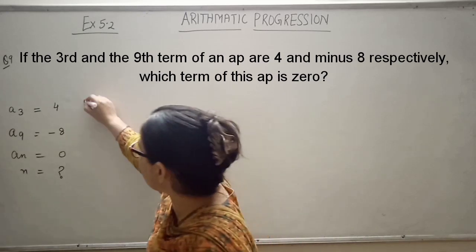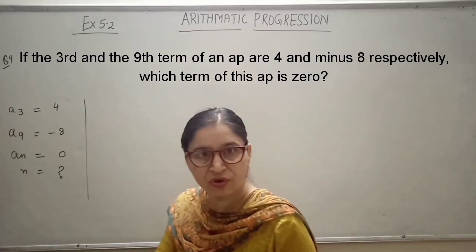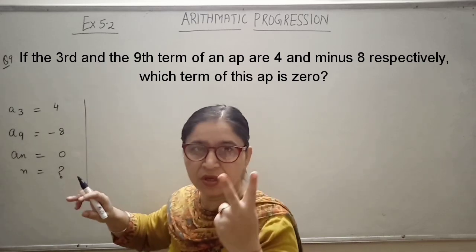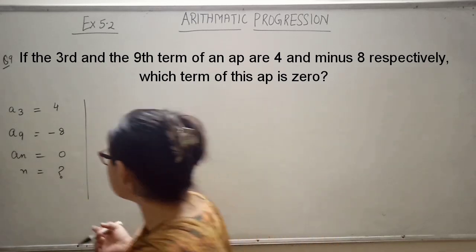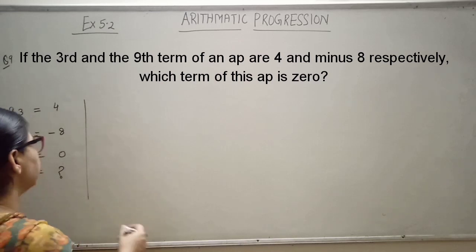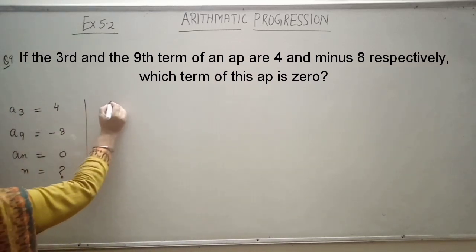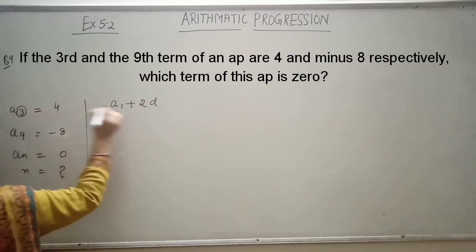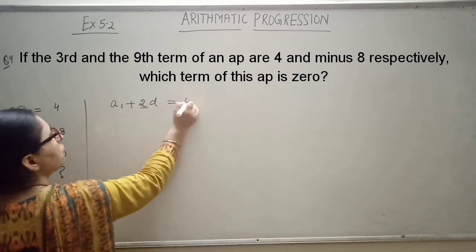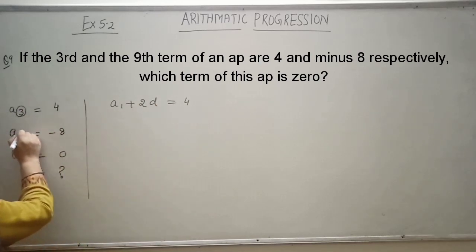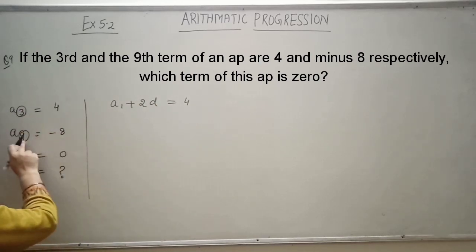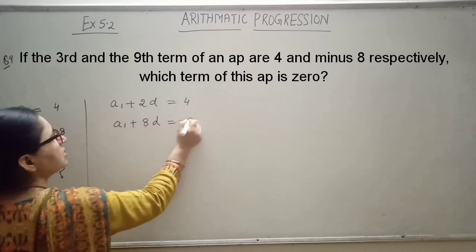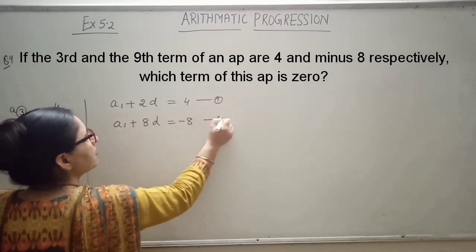Okay, so as I told you in the last question also, whenever you have been given values of two terms, we will expand these by using the formula and we will subtract these. So A3 is 4, A3 is equal to 4 means A1 plus 2D, because here it is 3, so it will be 2D, is equal to 4. Now it is 9. 9th term is minus 8. So A1 plus 8D is equal to minus 8. This is number 1. This is number 2.